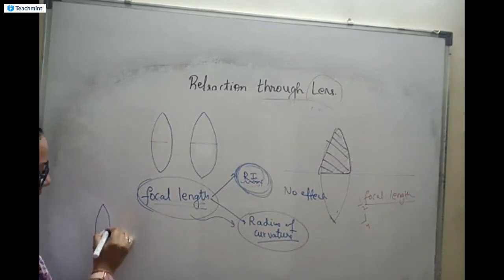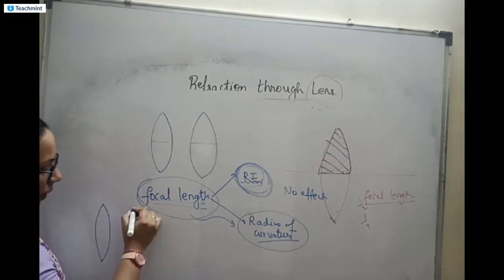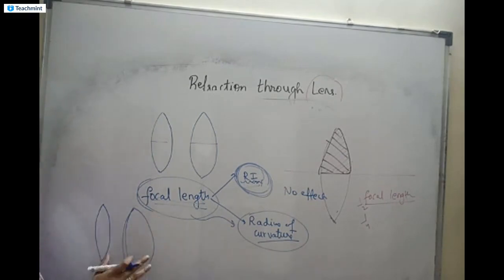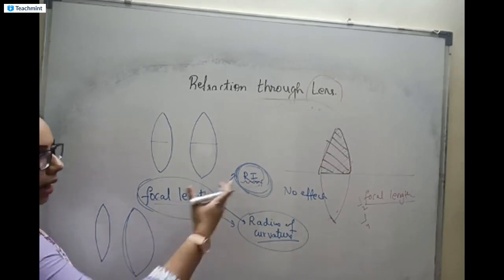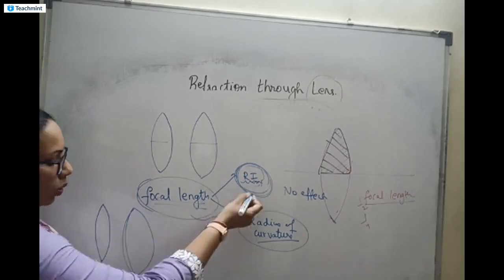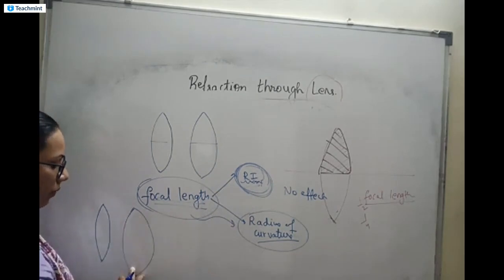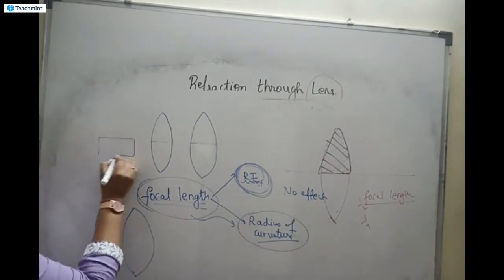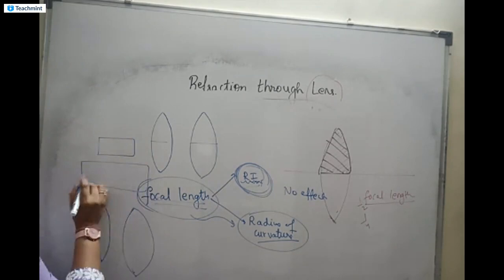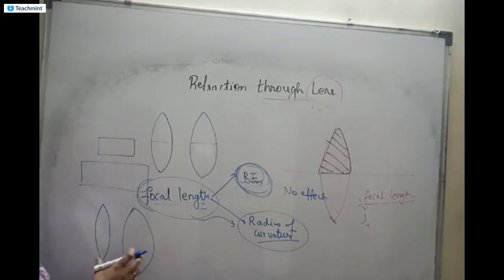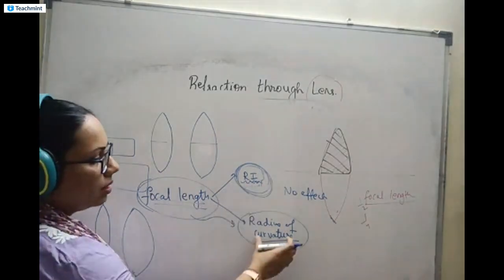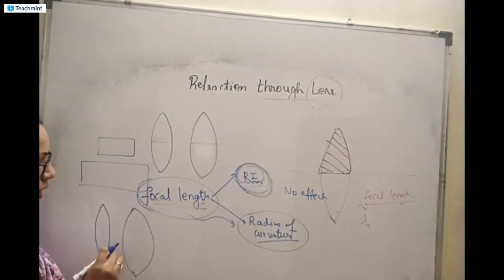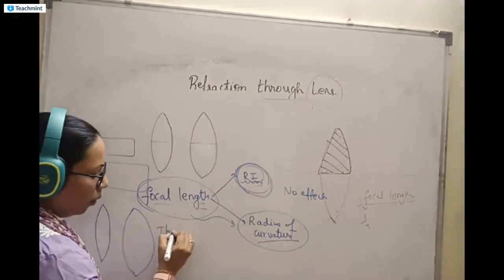If you have a thin convex lens and a thicker convex lens, they are both made of the same material. Material means RI is something, but RI also has to do with thickness. We have studied the glass slab, if you remember. If you have a thicker glass slab and a thinner one, it will have an impact on the refractive index. So thickness affects the RI, and thickness is also related to radius. Remember this and write this important point.